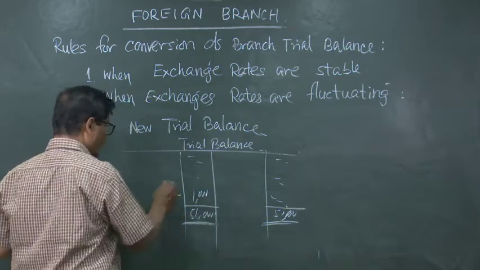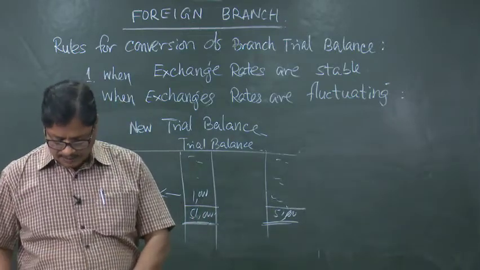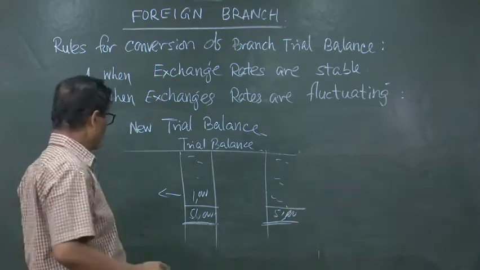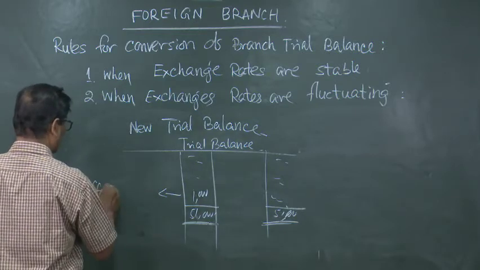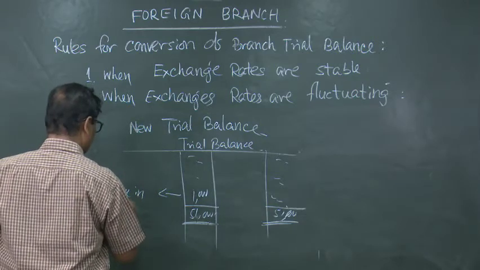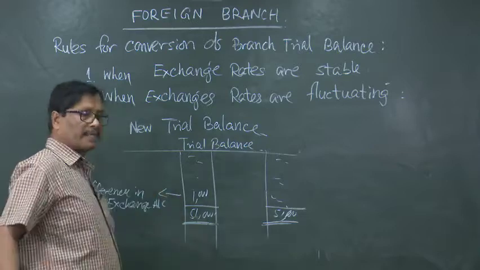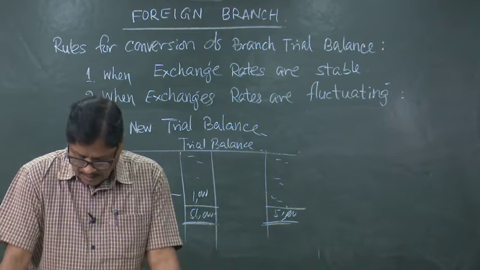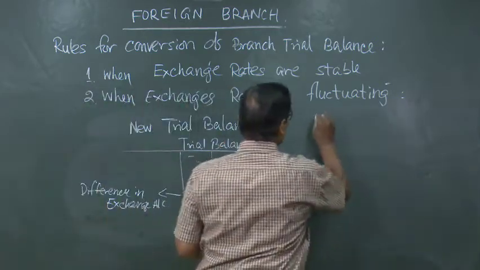This one is called fluctuation in the exchange rates, or we call it difference in exchange account. And this difference in exchange account will be closed by one entry. What will be the entry? The entry will be like this.